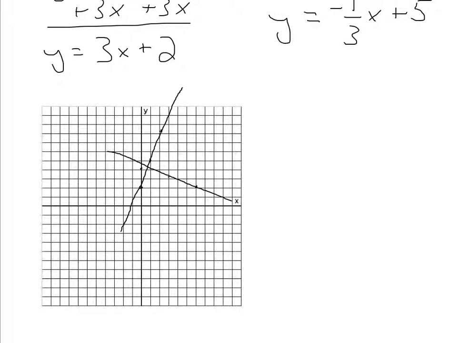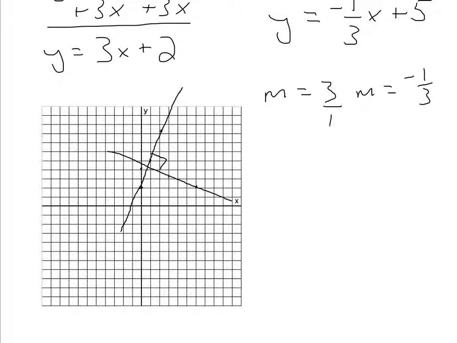So these lines make a cross, and they intersect at right angles. Make a little box here to show right angle. So these two lines are perpendicular. And what's unusual about the slope of perpendicular lines is that the slopes are opposite reciprocals of each other. So the slope of the first line is 3. The slope of the second line is negative 1/3.